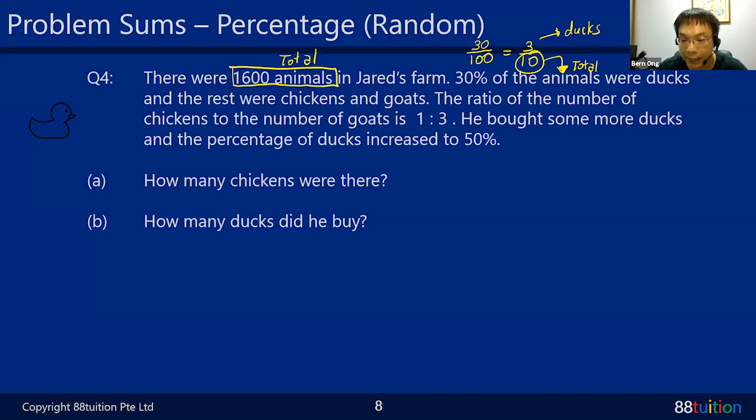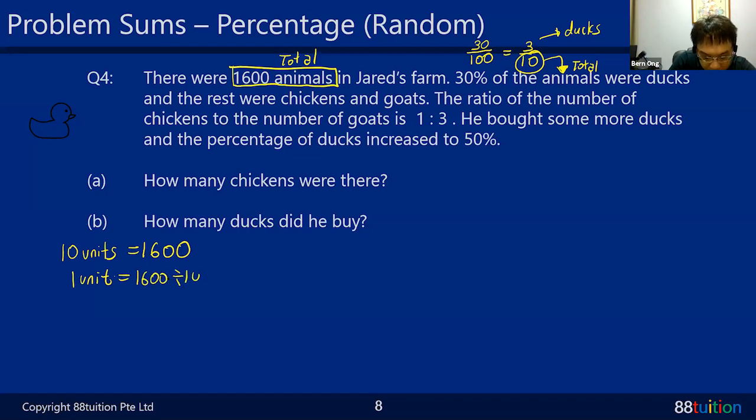So I know that 10 is the total units. Yes. So 10 units is the total. Total compare with total, which is 1,600. So total compare with total. Cool? Go and find 1 unit. 1 unit will be how much? 1 unit will be 1,600 divided by 10. That will be 160.